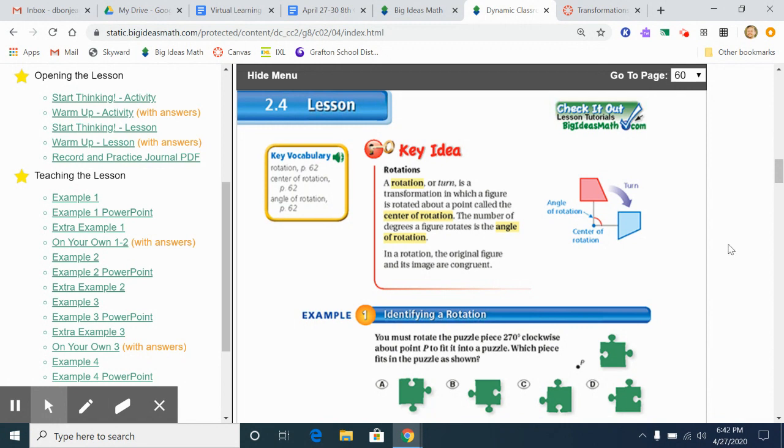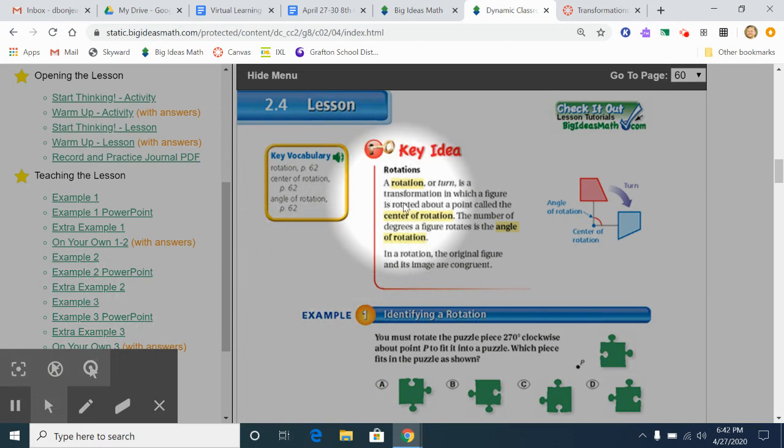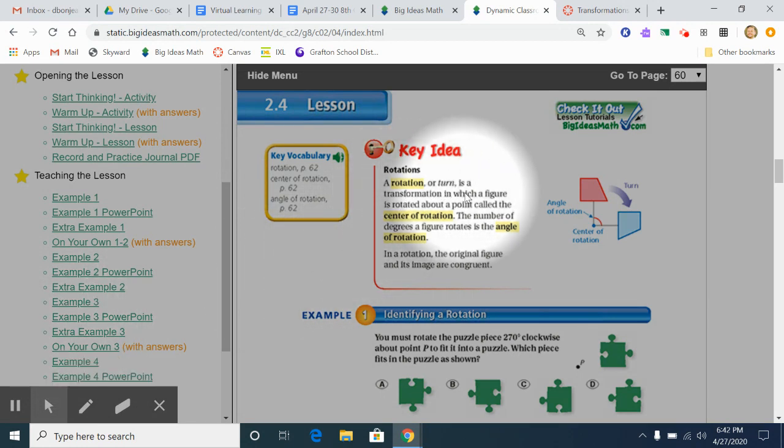Today we're going to get into 2.4, which is a new transformation, something called a rotation. We're going to get right into it. So a rotation or turn is a transformation in which a figure is rotated about a point called the center of rotation. The number of degrees a figure rotates is the angle of rotation.